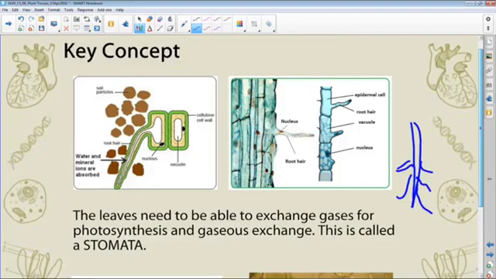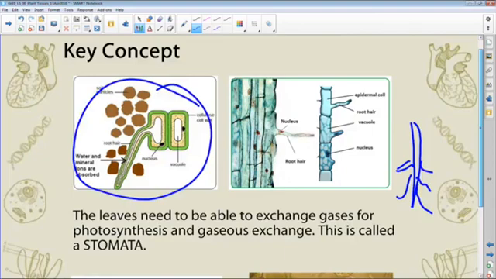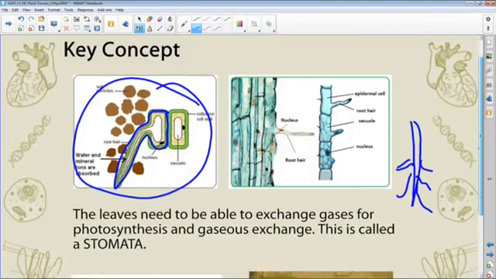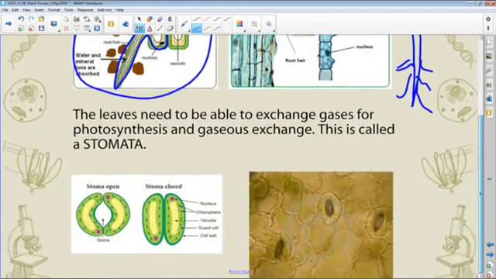And if you have a look here, there's a nice one. What happens is the cell itself comes out of the root hair. So the cell itself extends. And why does it do that? Because it increases surface area for the plant to absorb water. So there's the first one.